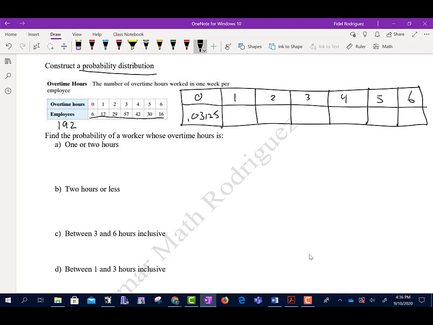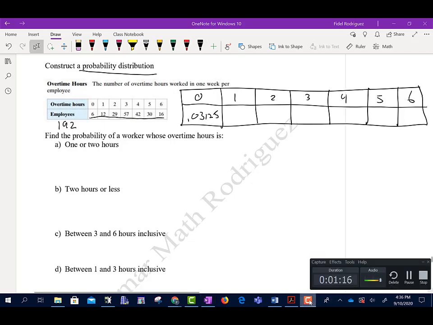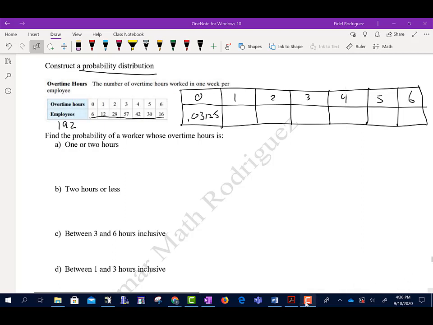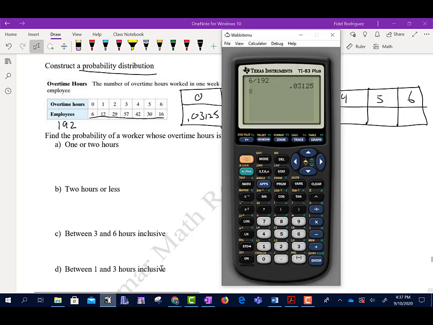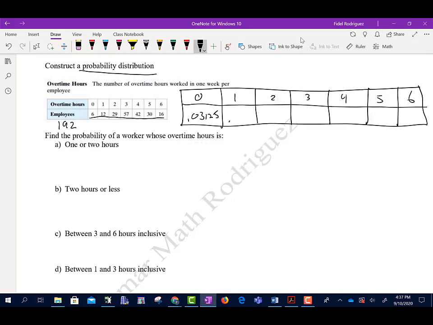0.03125. Okay, so I'm going to pause the video and do the same thing for the rest of those numbers, and then figure out what we're going to get. Just to give you a heads up, I'll do the next one right now so you can see what I'm doing. 12 divided by 192, 0.0625. So that's going to be the next number that I'm going to put in right here, 0.0625. Again, if you're wondering where I got the 192, I added those numbers up, okay? So let me pause the video and I'll keep doing that.